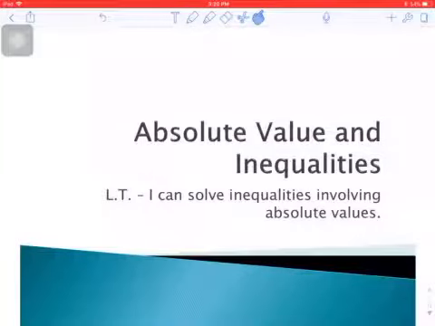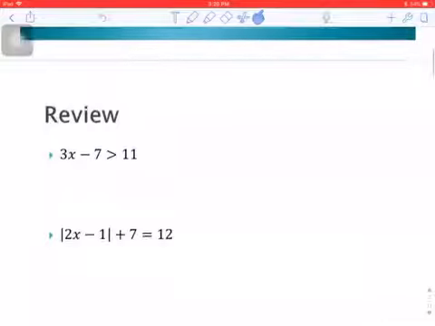Hi guys, today we're learning about absolute value inequalities. Our learning target is I can solve inequalities involving absolute values. And so we're going to start off with a couple of review questions.